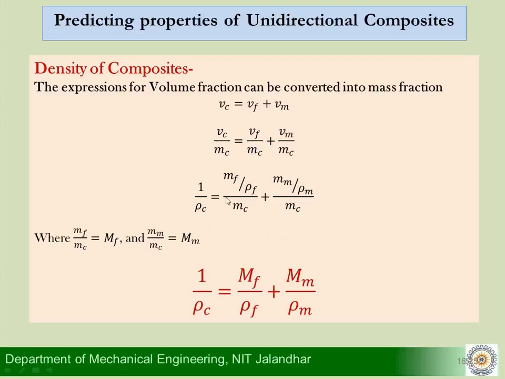Keep in mind that when I started this discussion, we said that we are having a two-phase system where there are no voids. So what you predict here, rho c, will be the theoretical density of the composite, assuming that there are no voids in the system. If there are voids in the system, obviously the experimental value of the density will be less than the theoretical density predicted by this expression. So we need to take care of that in this particular expression. Okay.